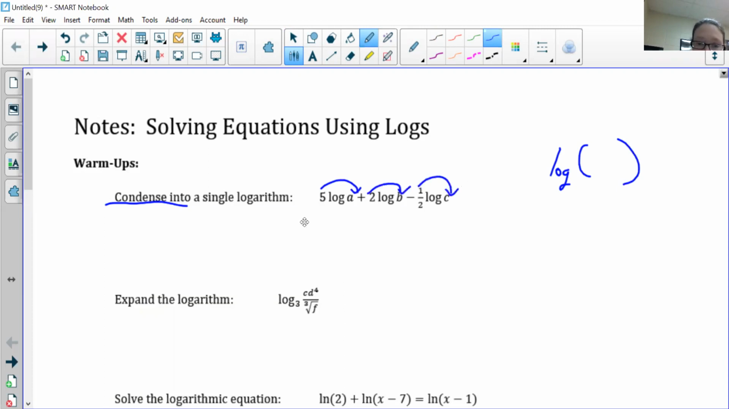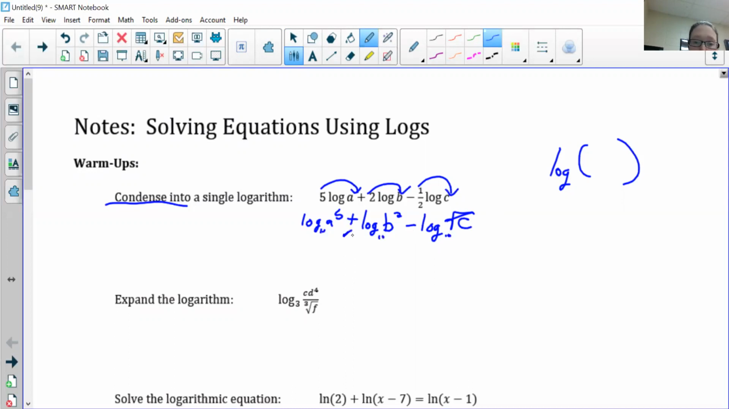All right, so this becomes the log of a to the fifth plus the log of b squared minus the log of c to the 1/2, but let's just go ahead and write it as a radical c. Now we need to check and see if we can condense this even further. So first step is looking to see if our bases are the same. These are all just logs, so yeah, they're all log base 10. So yeah, I can condense this.